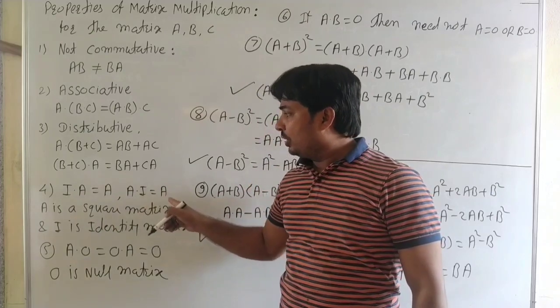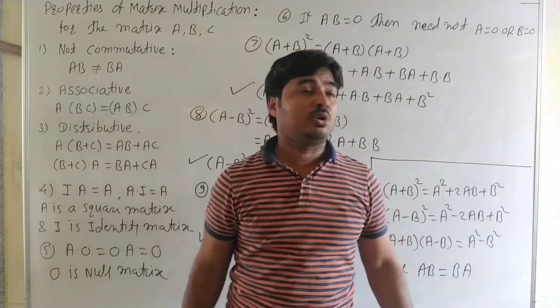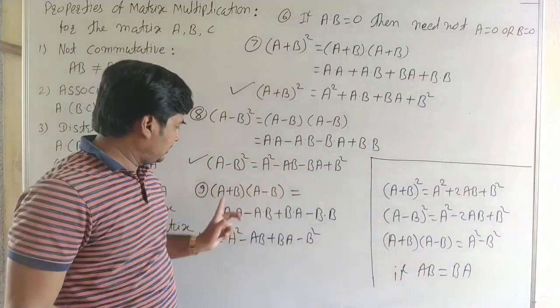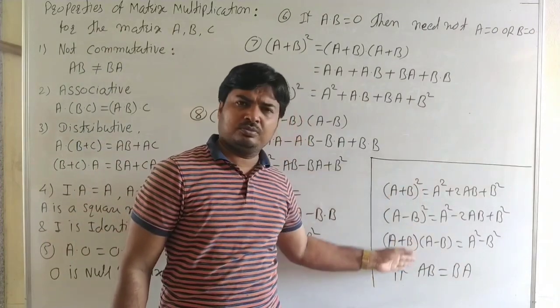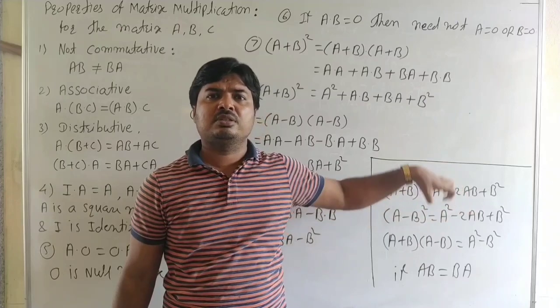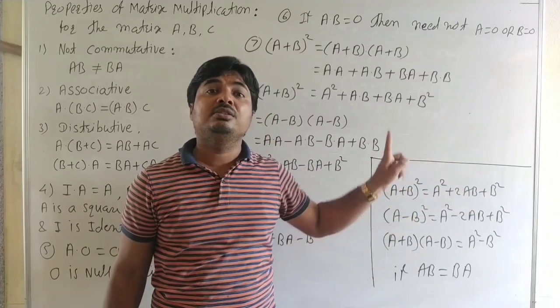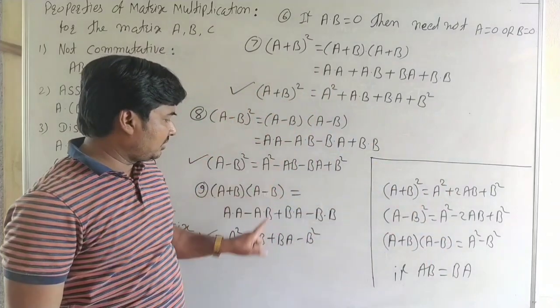A into I is equal to A and I into A is equal to A, 0 into A is equal to 0, and this (A+B)² is equal to A² + AB + BA + B², this (A+B)(A−B). And if both are the same, then our real number expressions hold for matrices also. If A into B is equal to B into A, but in general these are the results.